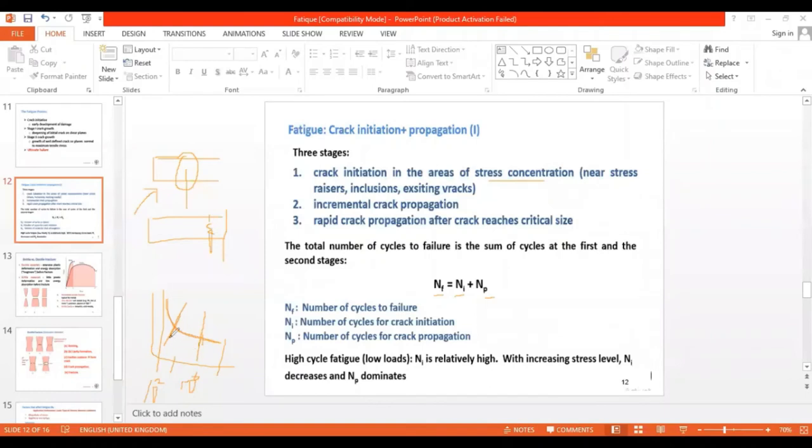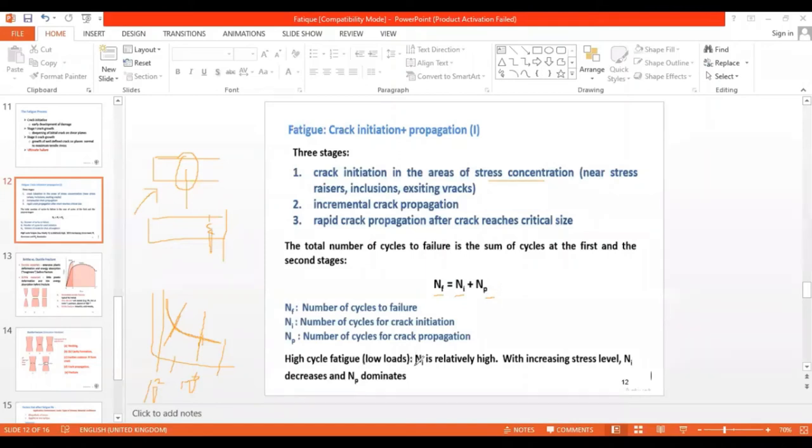This region plus this region, that is the stress region. So that is Nf, the number of cycles for failure, which is equal to crack initiation plus crack propagation.